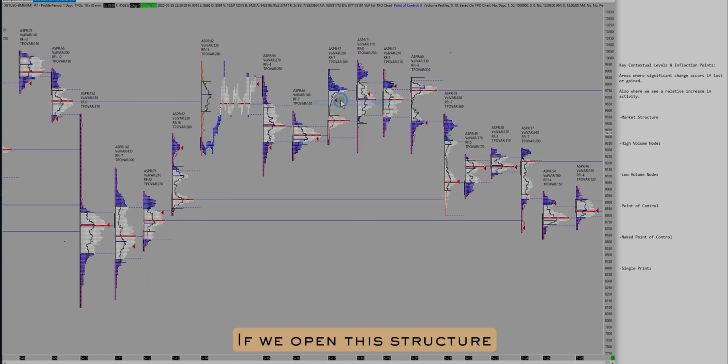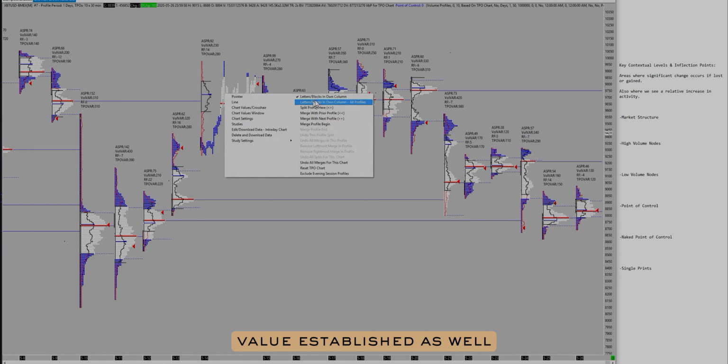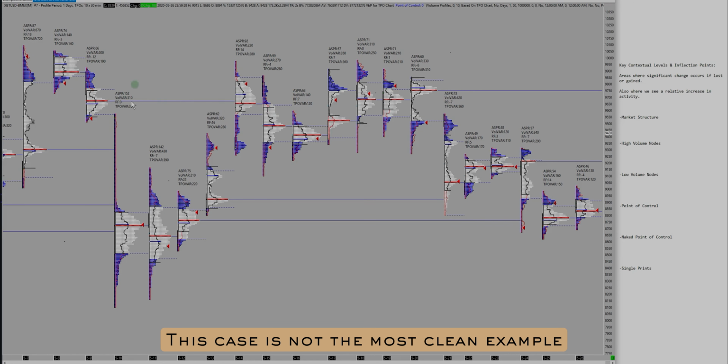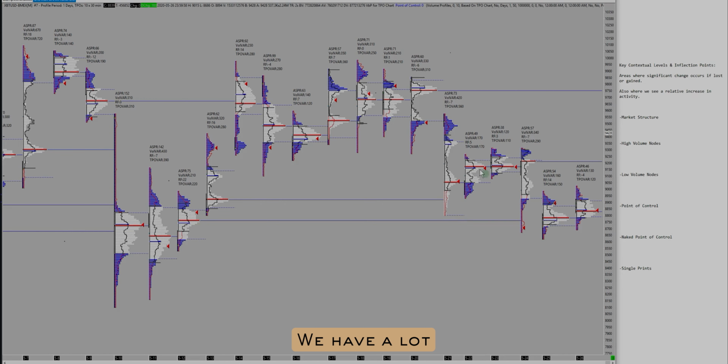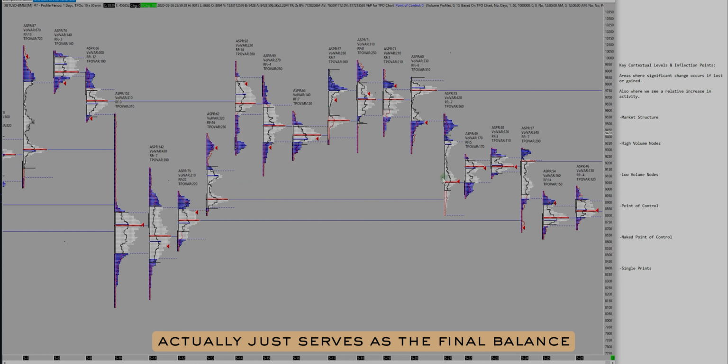And if we open this structure, we see that as the market came up, this is right around where the market established a new point of control and right around where fair value is established as well. This case is not the most clean example. We have a lot of examples within structure where a point of control actually just serves as the final bounce.